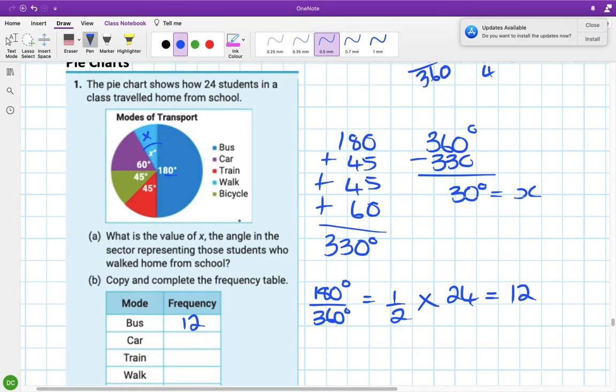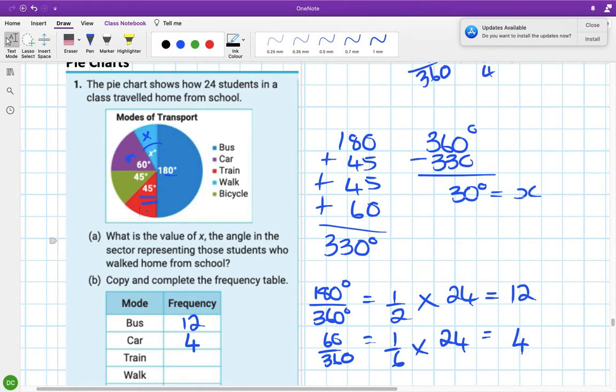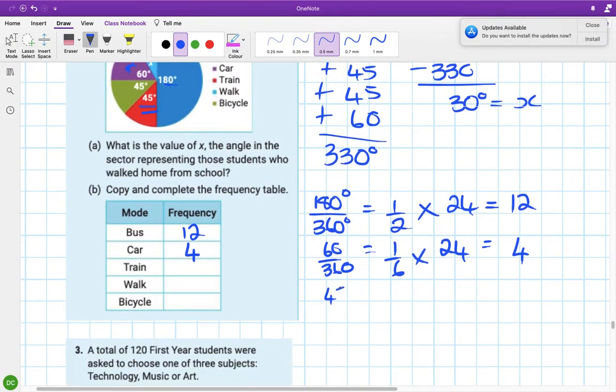took the bus. The car is purple, so that's this one here, so that's 60. So 60 out of 360 is a sixth of the circle. So we can do a sixth of the number of people, which is 4 people. The train is red, so that's here. So we have 45 out of 360. So 45 as a fraction of 360 is an eighth. An eighth of the 24 people is 3.